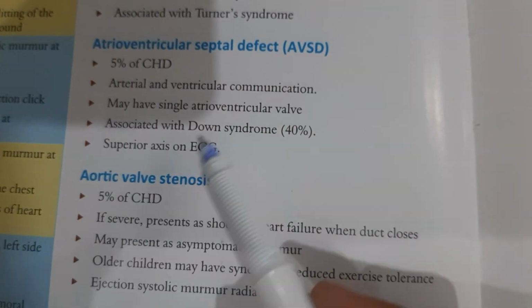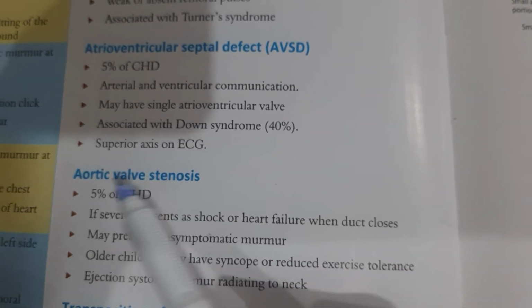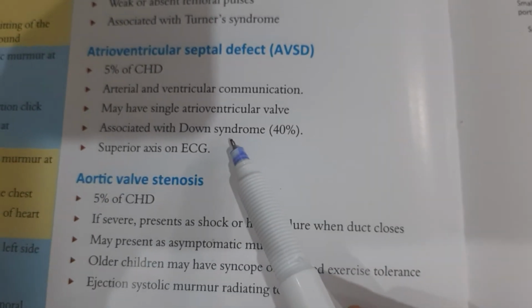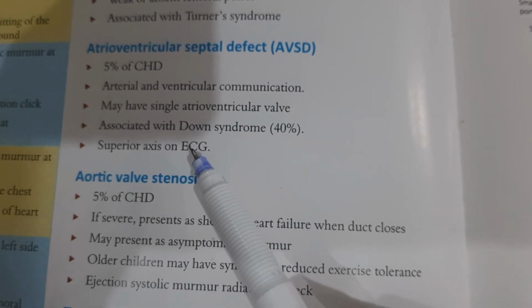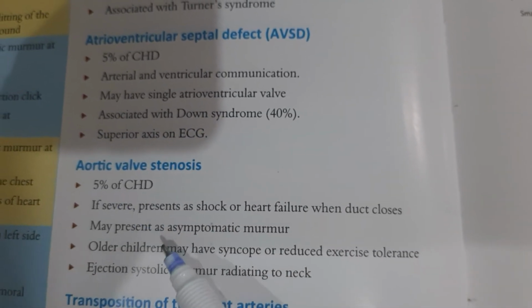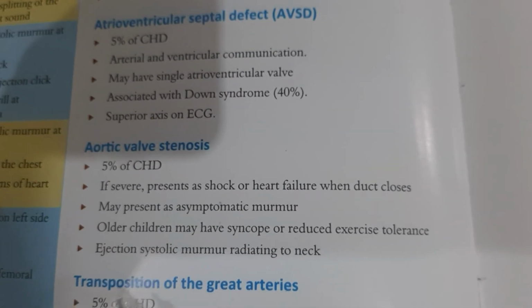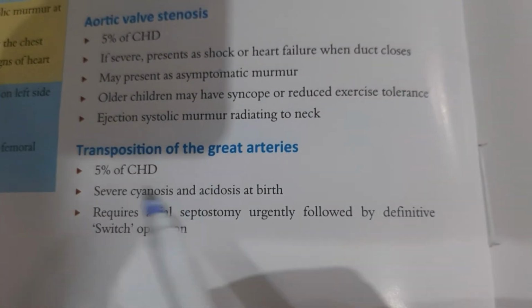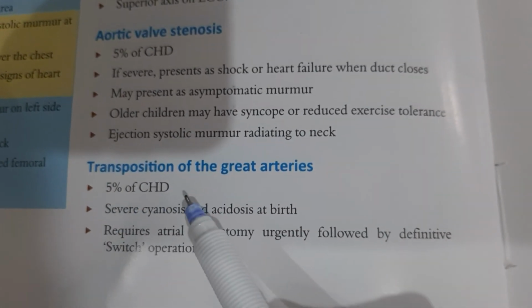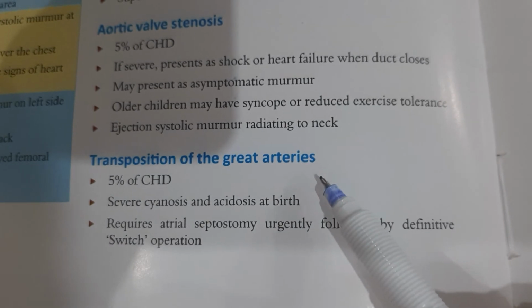Remember, ejection systolic murmur also occurs in the tetralogy of Fallot, but it does not radiate. Ejection systolic murmur also occurs in pulmonary valve stenosis that radiates to the back, and the ejection systolic murmur in aortic valve stenosis radiates to the neck.